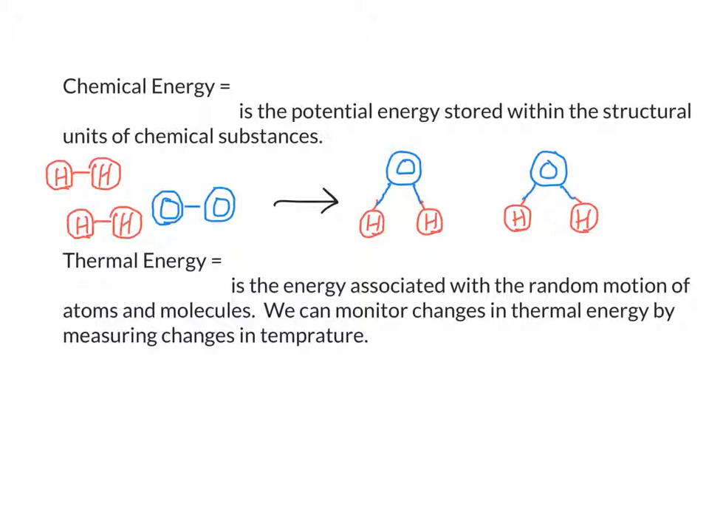So let's look at the reaction I have here where two hydrogen gas molecules react with one oxygen gas molecule and are transformed into two water molecules. On the reactant side, the hydrogen atoms are bound to each other. On the product side, the hydrogen atom is now bound to an oxygen molecule. We've changed the structural units and the spatial relationship between those atoms, and there's an associated energy change with that process.